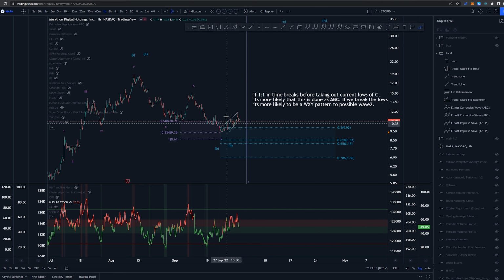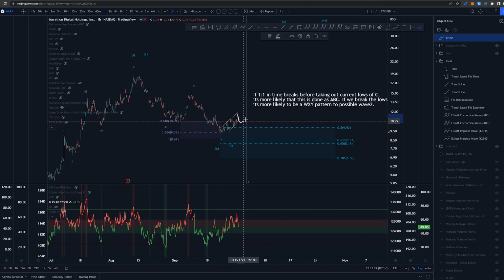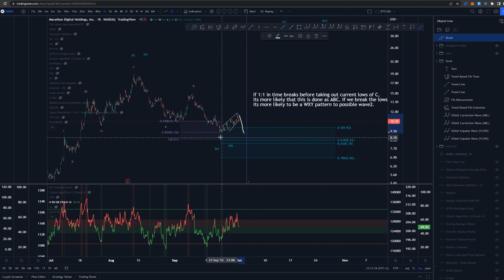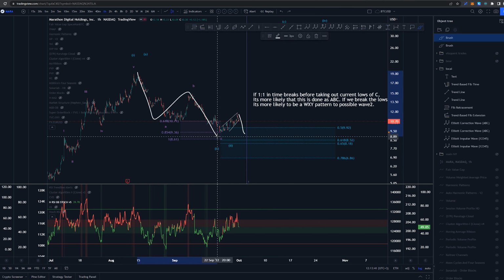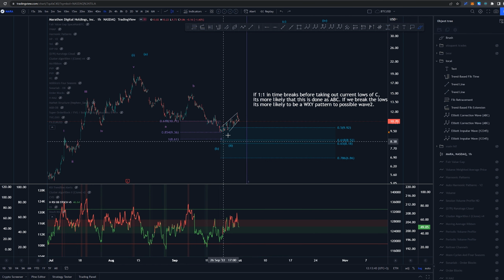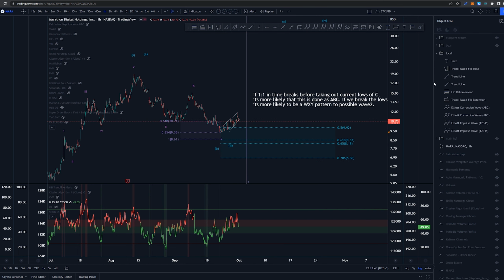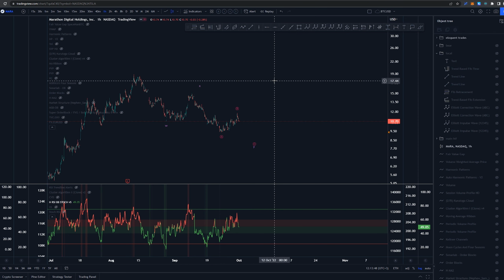Now, the 1-to-1 in time is very crucial, because if it breaks before taking out the current lows of C, meaning that if we are consolidating something like that, it's more likely that this is done as an ABC. However, if we are going to be breaking these lows, of course we can't have this as an ABC anymore, unless this is going to be a connector wave structure. But yeah, it is not that likely. The WXY fits into this idea very well.